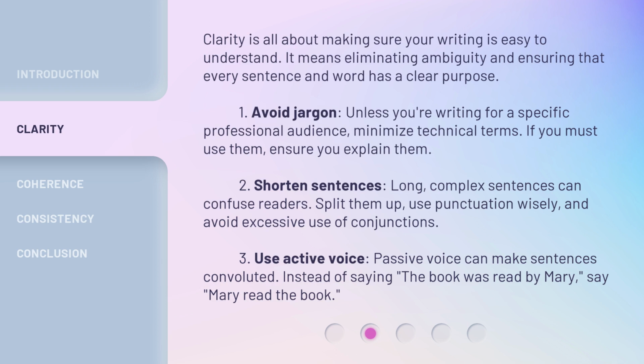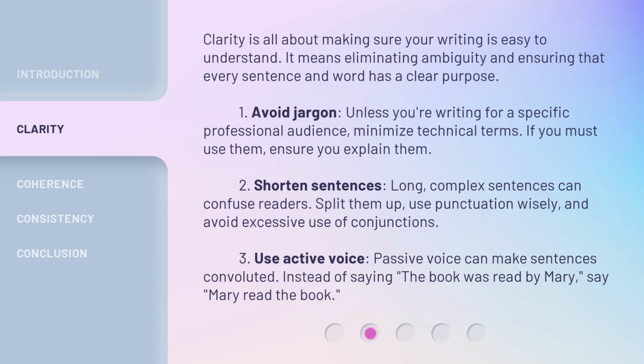Clarity is all about making sure your writing is easy to understand. It means eliminating ambiguity and ensuring that every sentence and word has a clear purpose. 1. Avoid jargon. Unless you're writing for a specific professional audience, minimize technical terms. If you must use them, ensure you explain them.